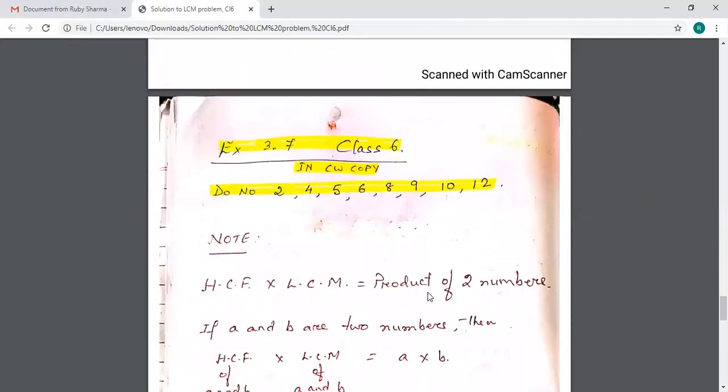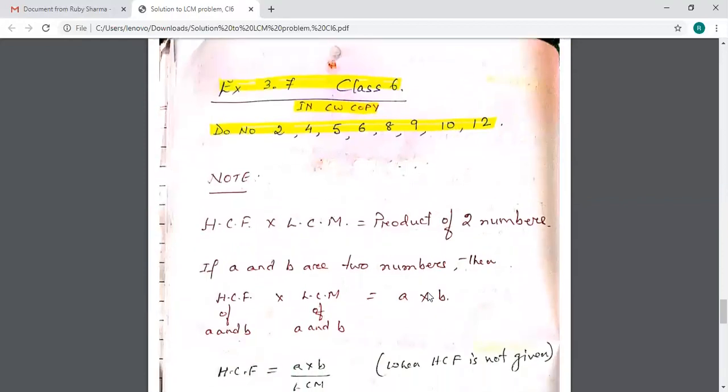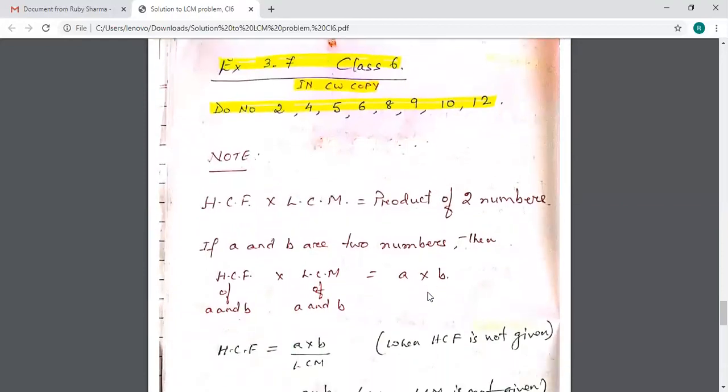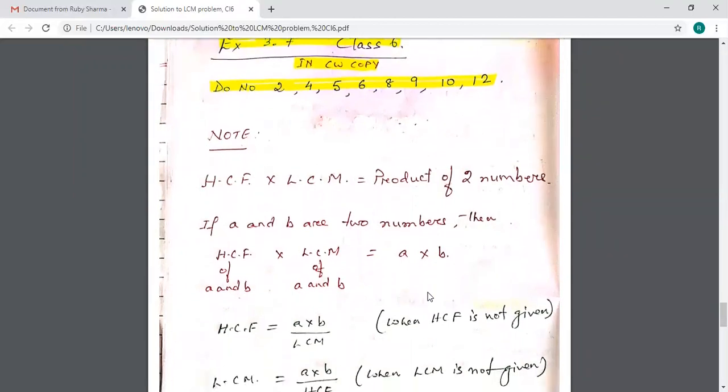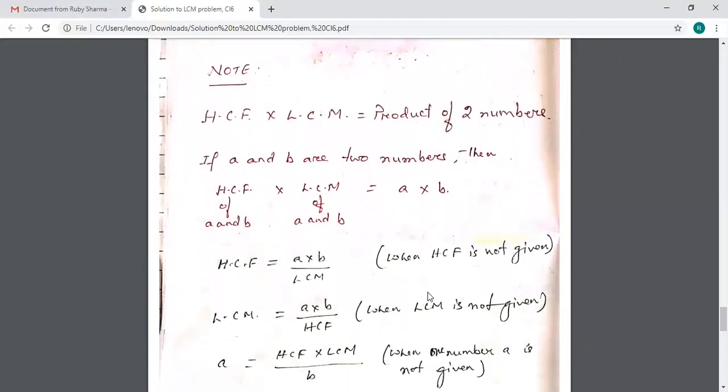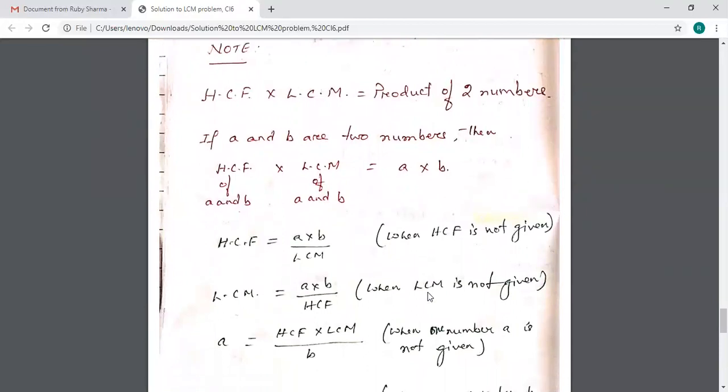Now these sums, the highlighted ones, you do in your classwork copy. Children, it's very important, all these are very important concept-building questions. So please do it.